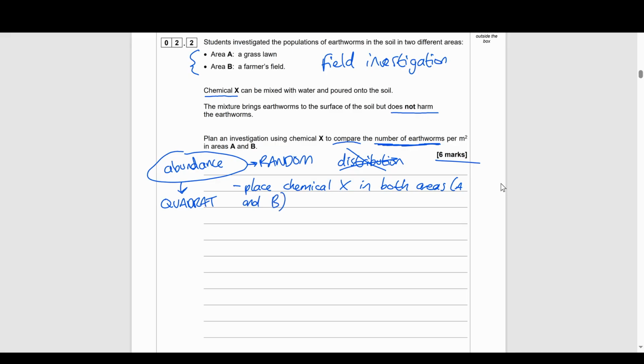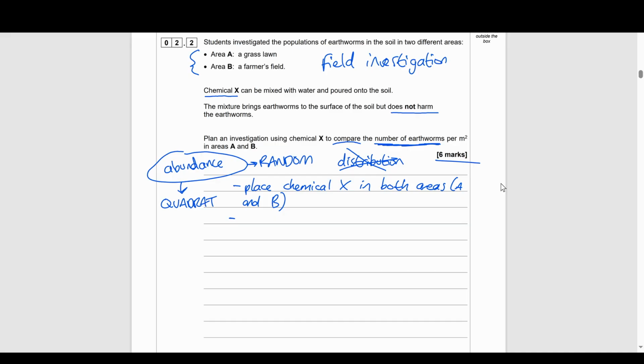Now, remember that we're doing an investigation, an experiment here. So, for us to be able to compare these two different areas, we need to keep some things the same. Now, as it says, chemical X can be mixed with water and poured onto the soil. So, if it's a chemical, a liquid, there are some things that we probably want to keep the same about this liquid to ensure that we can compare these two areas effectively.